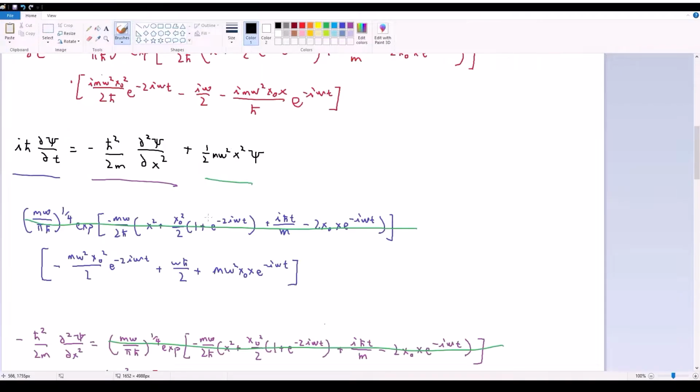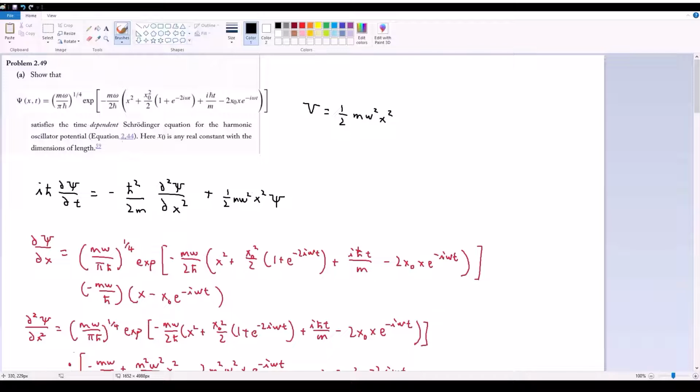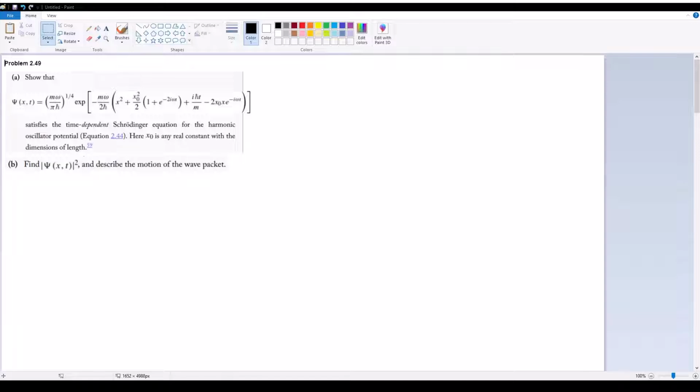Therefore, the Schrödinger equation is satisfied, and we have finished part A, which is to show that this is in fact a valid solution for the time-dependent Schrödinger equation for the harmonic oscillator potential. So we're done with part A, and we move on to part B. Okay, part B, we want the magnitude squared of this expression.